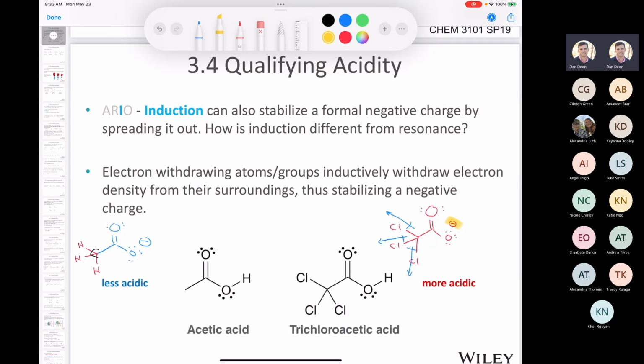You know, the crux of what I'm trying to explain is shown in this little paragraph here. It says electron withdrawing groups or atoms inductively withdraw electron density from their surroundings, and what do they do? They stabilize the negative charge. Again, the more stable it is, the stronger the acid it will have come from.